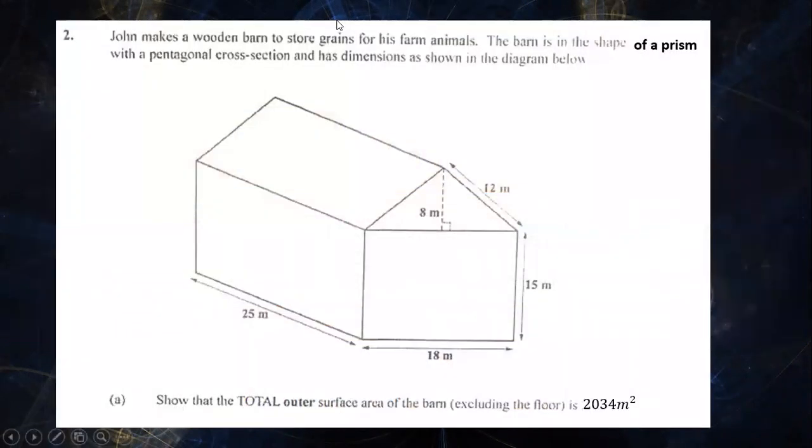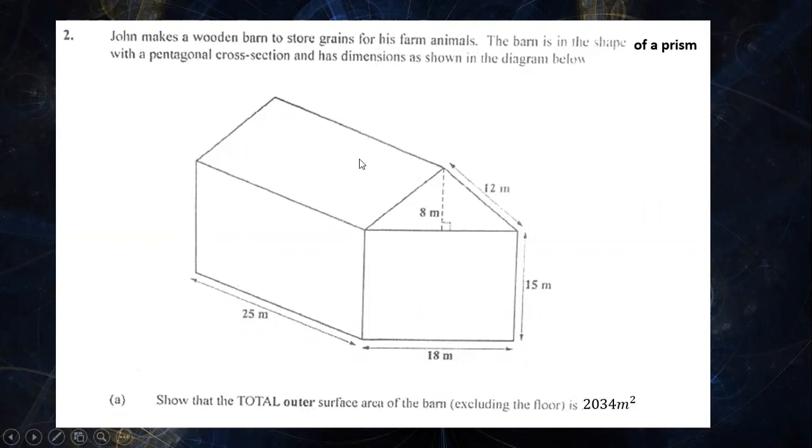John makes a wooden barn to store grains for his farm animals. The barn is in the shape of a prism with a pentagonal cross-section and has dimensions as shown in the diagram below. This is the barn in the shape of a pentagonal prism. So the question says, show that the outer surface of the barn, excluding the floor, is 2,034 meters squared.